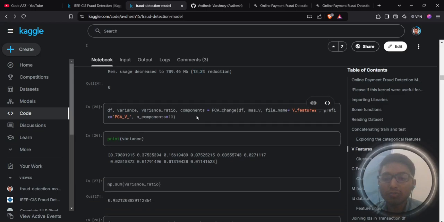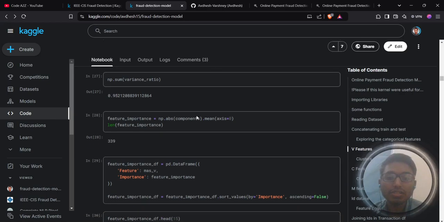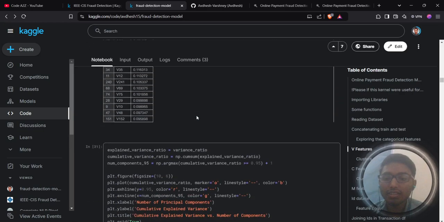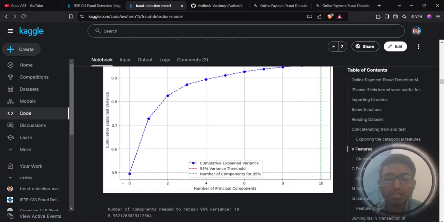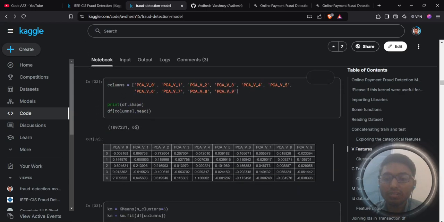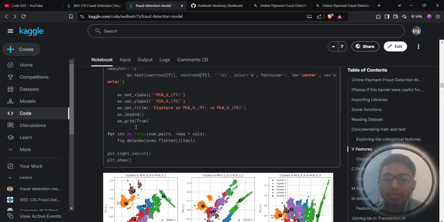So let's move to the next part. I've done PCA and analyzed which 10 components contain the most important information of the whole data set. Then I chose only those 10 features among the 339 features. Moving on with these 10 features, the data set will now contain only 65 features.